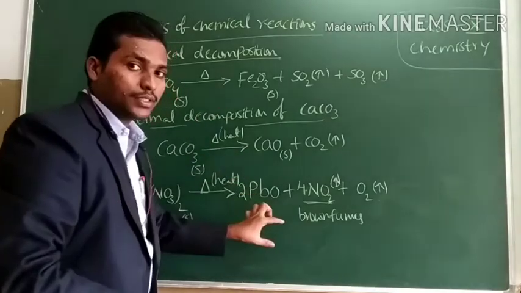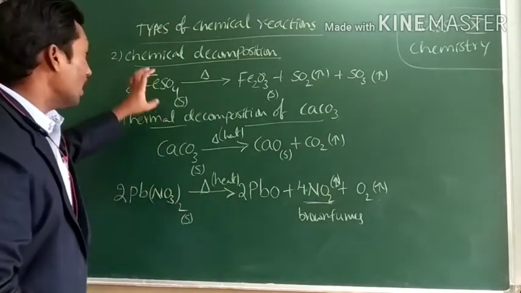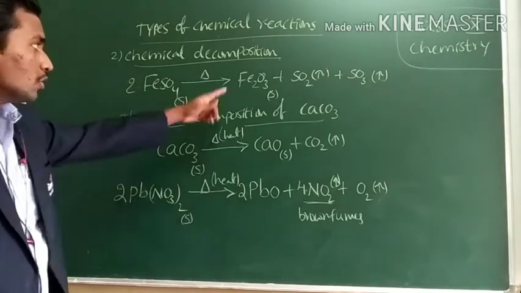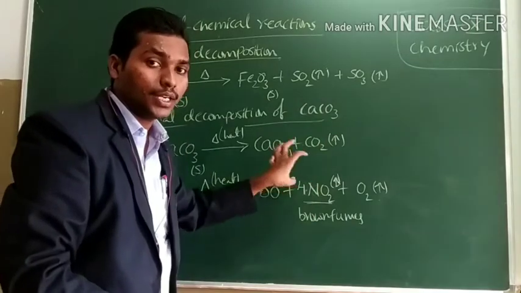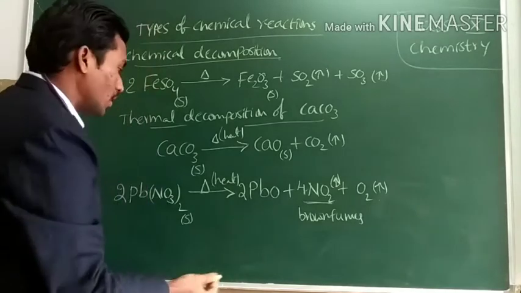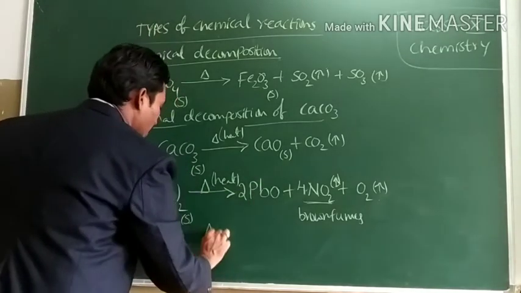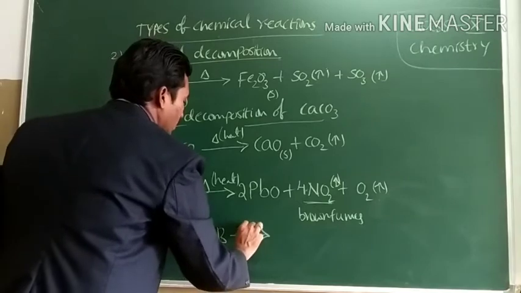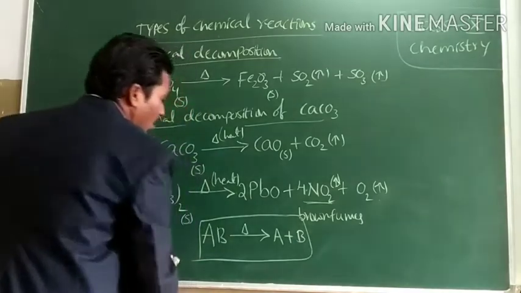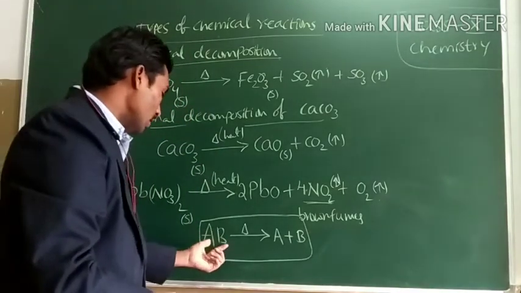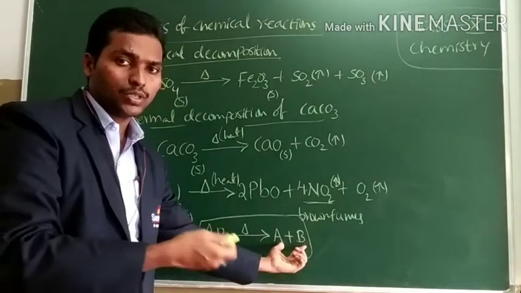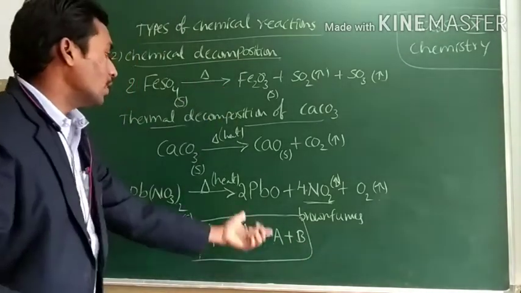Look at the equations. When you observe them, here one compound is decomposed to produce more than one product. Such kinds of reactions are called chemical decomposition reactions. The general form of a chemical decomposition reaction is AB gives rise to A plus B. So one compound is decomposed to form more than one compound. AB is a compound which is decomposed to simpler substances.